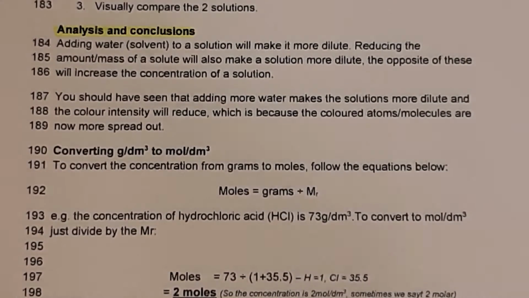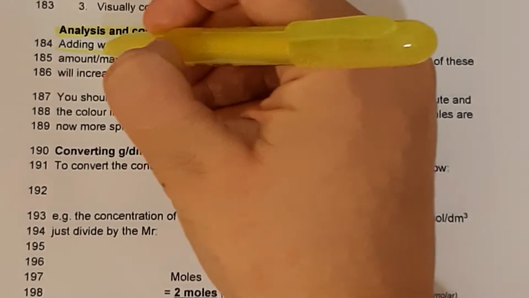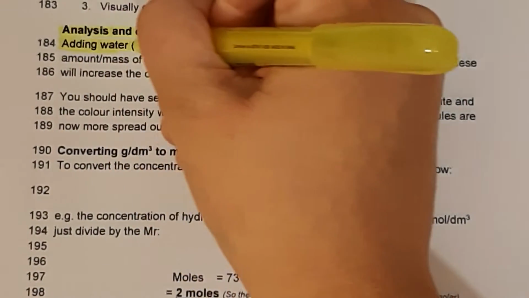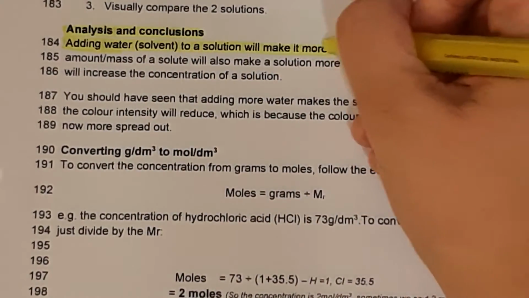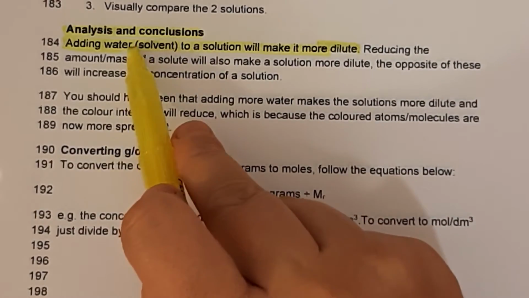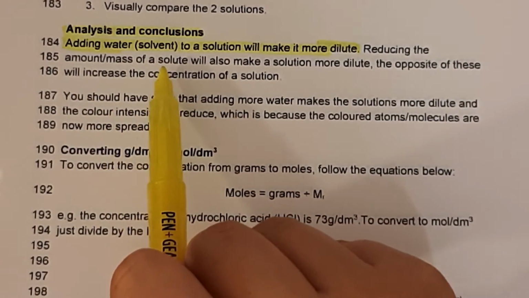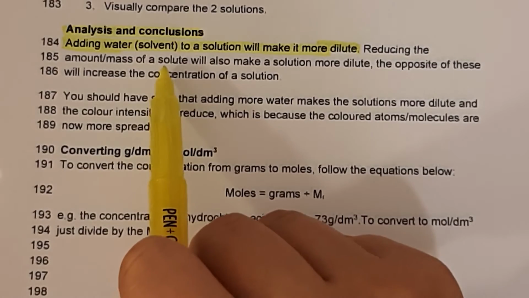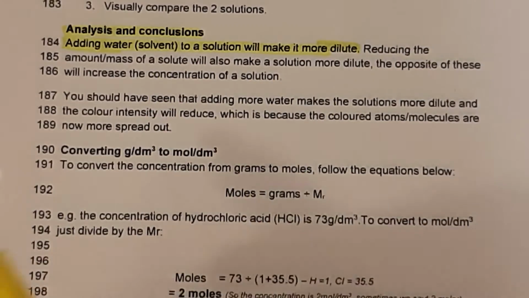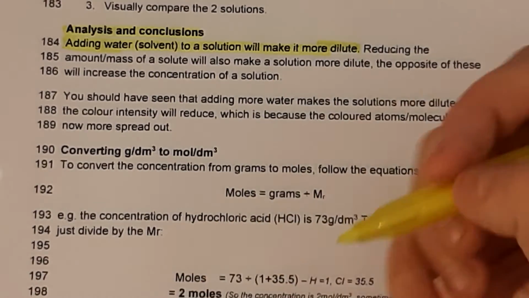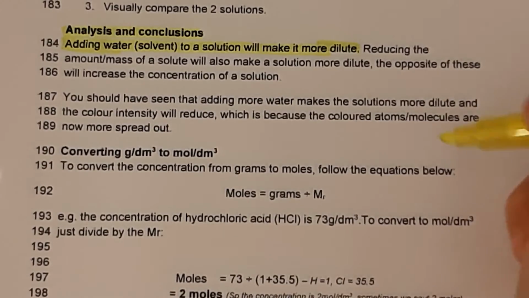This is just a review of something we've already done earlier on in the lesson. Adding water or solvent to a solution will make it more dilute. If you think about making squash, you can make weak squash by adding more solvent, more water. You can also reduce the amount or mass of a solute, so use less of the actual squash, to make it more dilute. The opposite of those will increase the concentration.